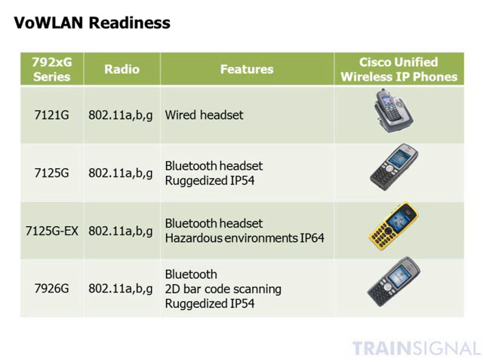If you go to the 7925G, then you see the introduction of a Bluetooth headset. It also comes with a rubber case, which means your phone has some protection if it is dropped. The 7925G-EX also comes with a Bluetooth headset, but is now further ruggedized in order to operate in a hazardous environment. That would include things like chemical manufacturing plants, oil refineries, and so on, where it may be exposed to different types of fluids.